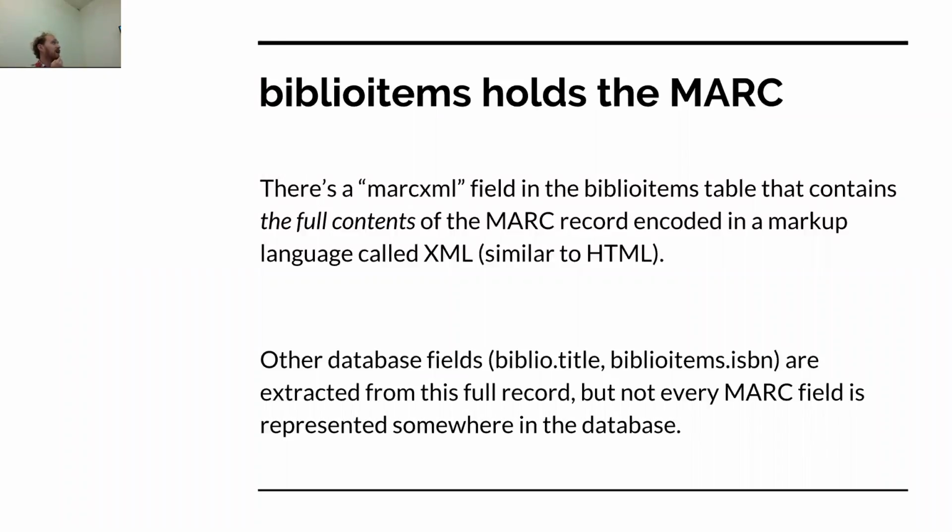So as I've mentioned several times, biblio items holds the entire MARC record in a single field called MARC XML. XML is a data format. It's a markup language similar to HTML. So that's where that's coming from. And basically, the full contents are in there encoded in this special XML format. The other fields that you see, like title, ISBN, author, are extracted from that MARC record. But most of the MARC record, or many pieces of fields, aren't accessible anywhere in the database.